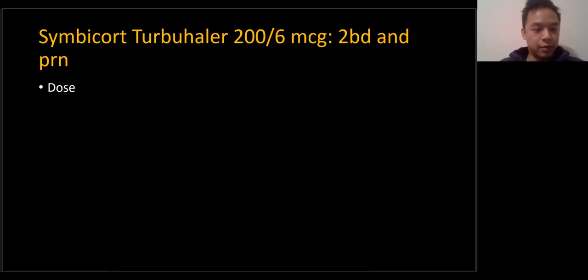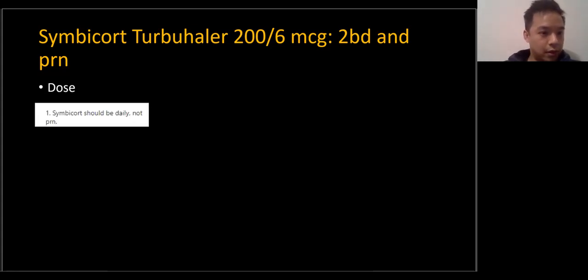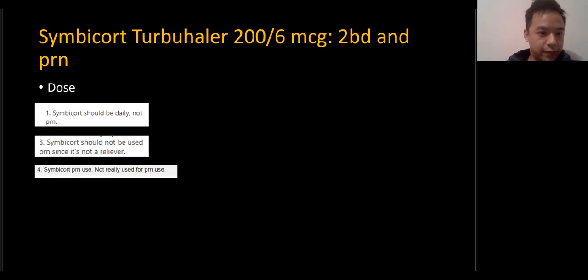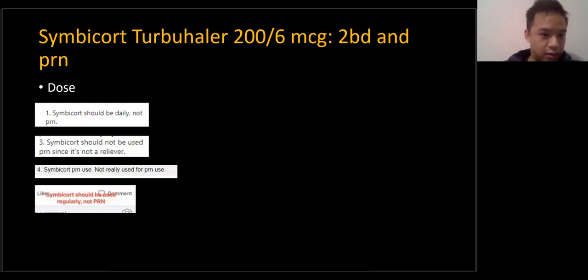So not salbutamol, Symbicort. So here's our Symbicort. I had quite a lot of students or interns, don't know who they were, I know there was a mixture of the bunch, query the dose. So they're saying that it should be daily, not PRN, basically. Not a reliever, not really used PRN. Symbicort should be used regularly, not PRN. Quite a little surprised at that.